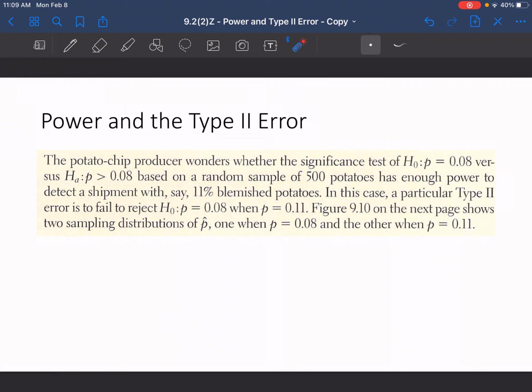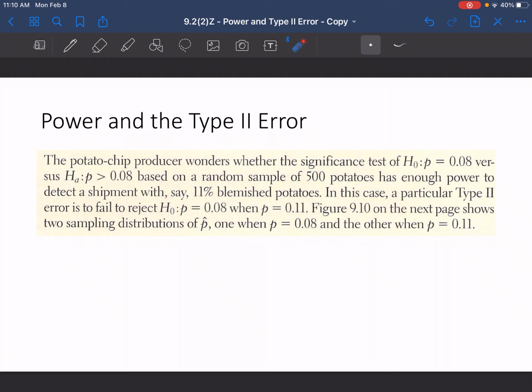The potato chip producer wonders whether the significance test of our null hypothesis, where our proportion is 8%, versus an alternate hypothesis where the proportion is greater than 8%, based on a random sample of 500 potatoes, has enough power to detect a shipment with, say, 11% blemished potatoes. In this case, a particular type 2 error is to fail to reject our proportion of 8% when our proportion is actually 11%. Our figure on the next page is going to show two sampling distributions of p hat, one where our proportion is 8% and the other where our proportion is 11%.